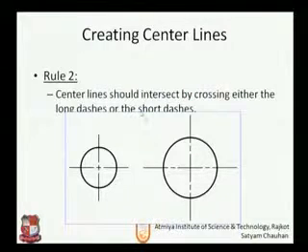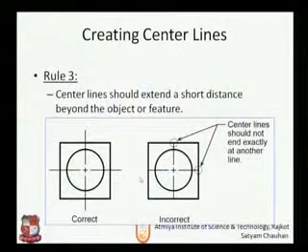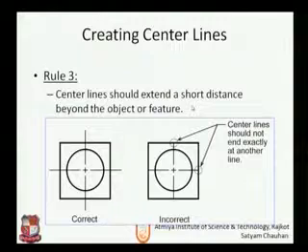So the center line should intersect by crossing either long dashes or short dashes. It can be both ways, it will be true. The center line should extend a short distance beyond the object or feature. So it should be extended here as shown. So up to here it will be incorrect. This will be the correct one. It should extend at all the edges.